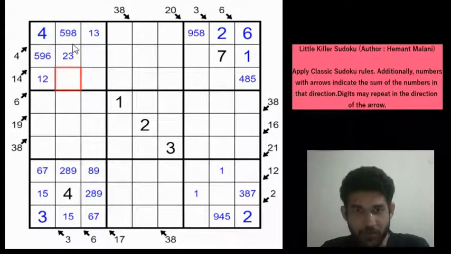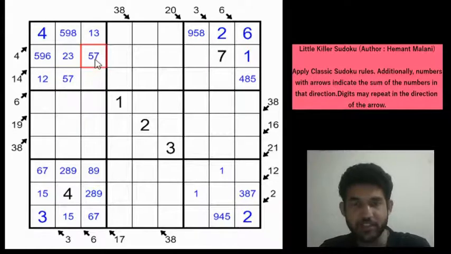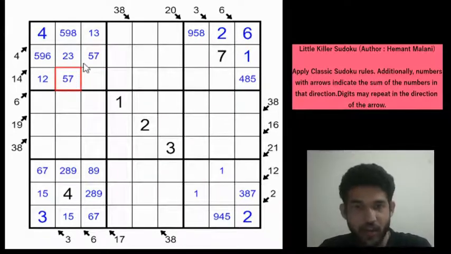The minimum possible digits here must be 5 and 6, right? Okay, you can't even have a 5 and 6, because if you have 5 and 6, then for the 14 you are removing both 5, 9 and 6, 8 as possibilities. So you can't have a 5, 6 here. So the minimum total here must be 5 and 7, right? Minimum you must have a 12 from these 2 cells. There is no other alternative.